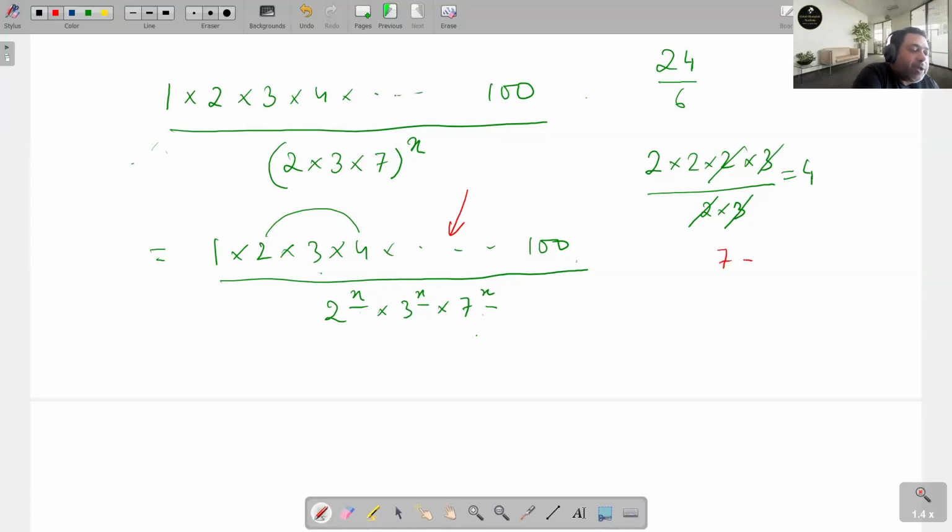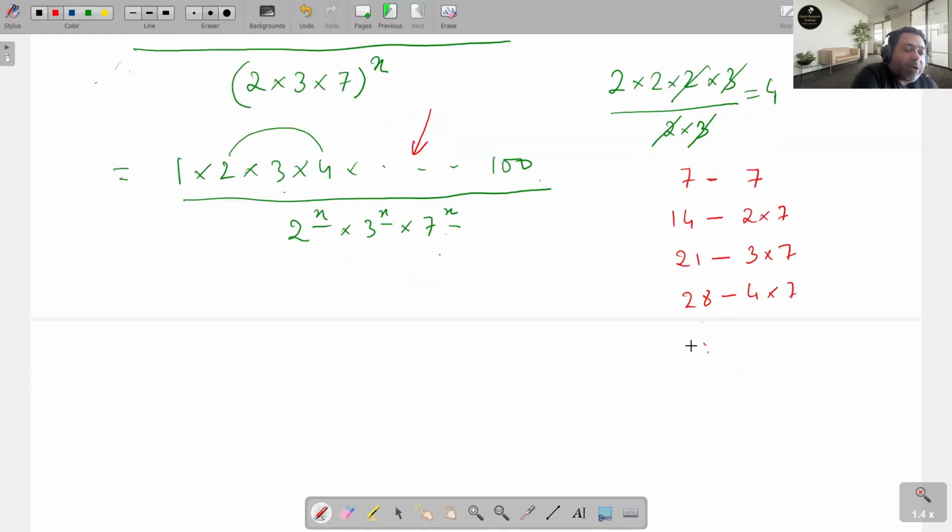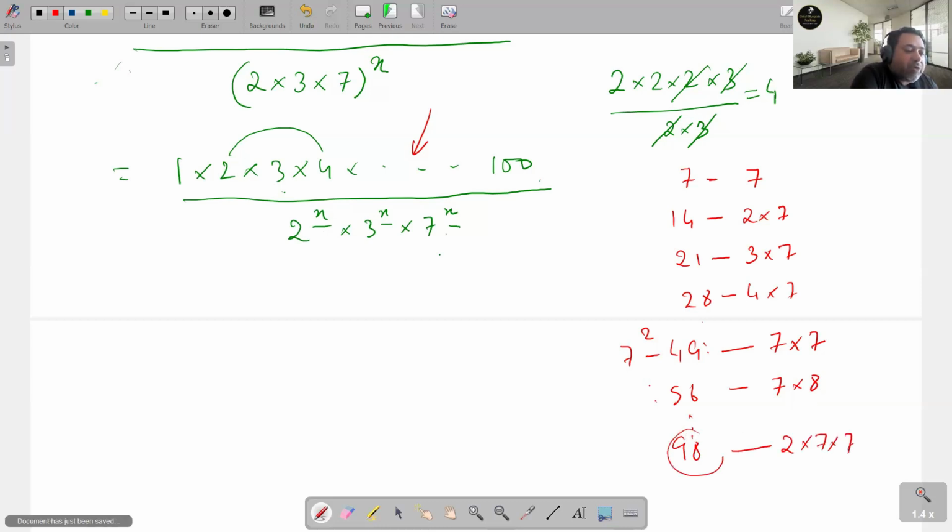So 7 will appear in 7 once. In 14, it will appear 2 times 7, so it will appear again once. And then in 21, it appears 3 times 7. In 28, it appears 4 times 7, and so on and so forth, till we reach 49. 49 is a power of 7, which is 7 square. It will appear 7 times 7. Similarly, for 56, it will appear 7 times 8. And then again, it will appear in 98, where it will appear 2 times 7 times 7, because this is 49's second multiple, right?